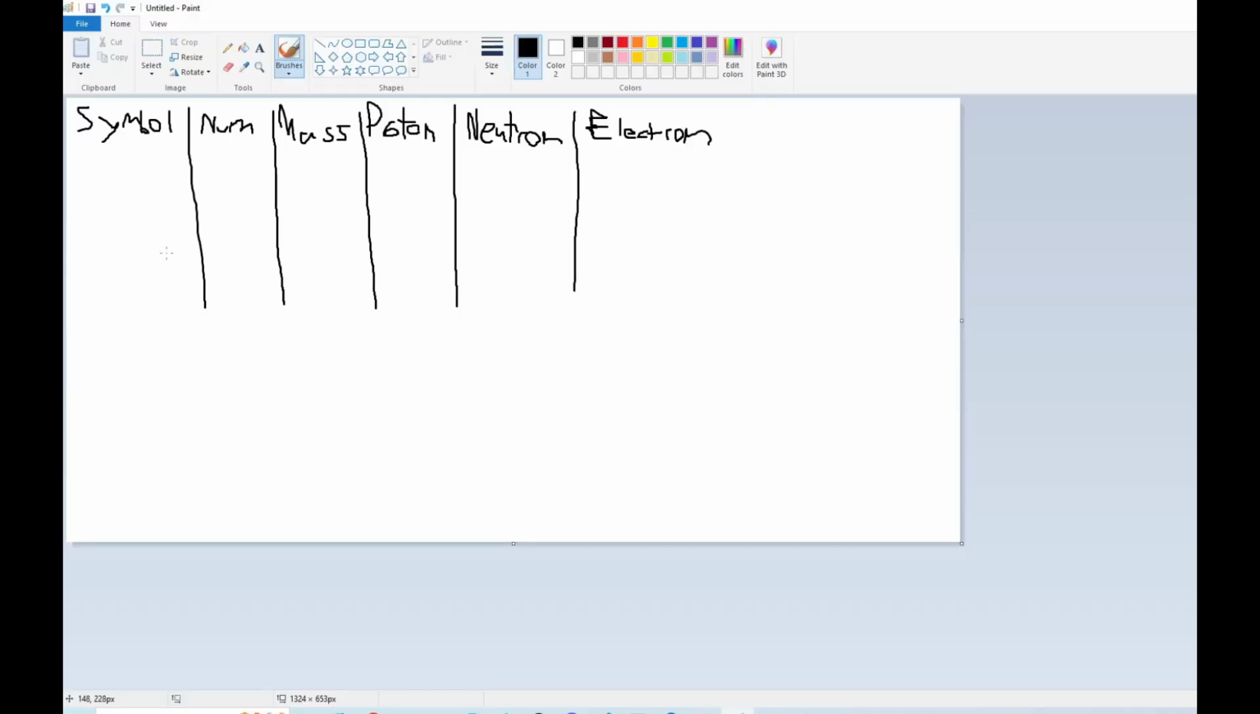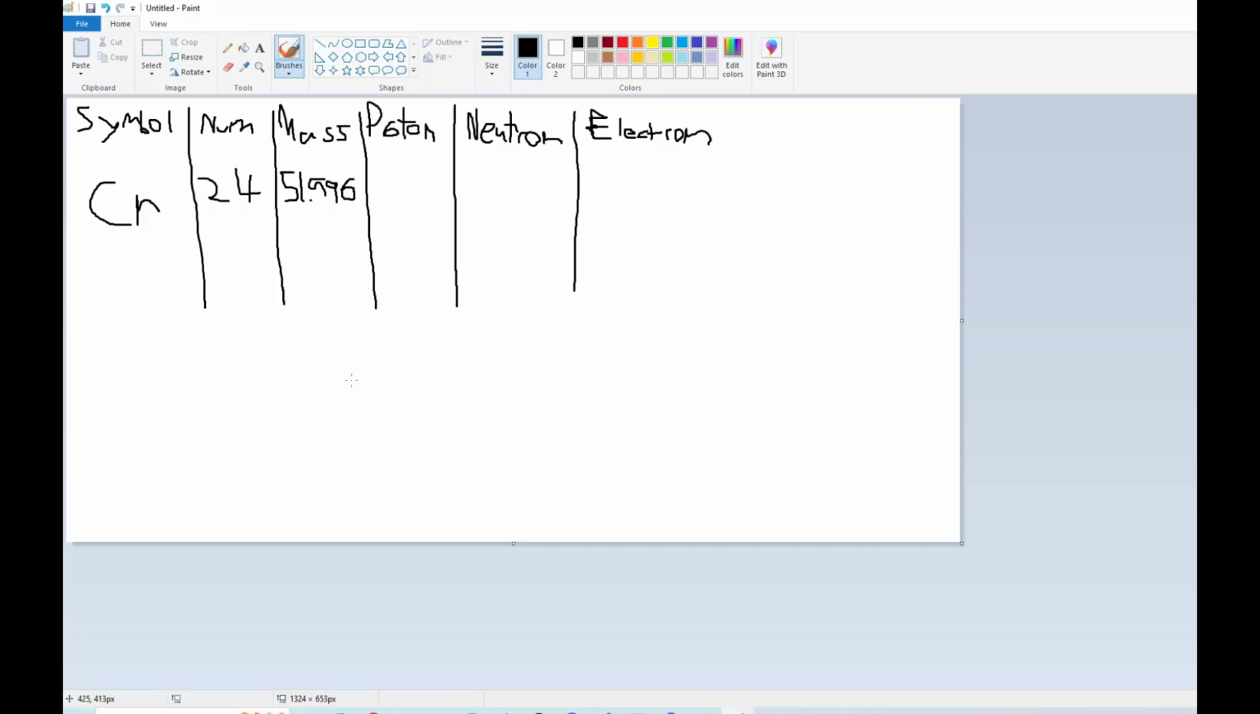Okay, so let's say we have chromium. Symbol Cr. Its atomic number is 24. Its mass is a big number, 51.996. Oh, it's so much neater than I thought it would be. And the proton count, it's the important part.